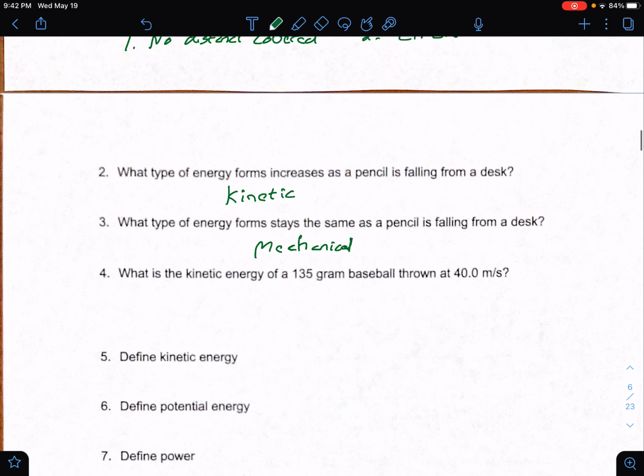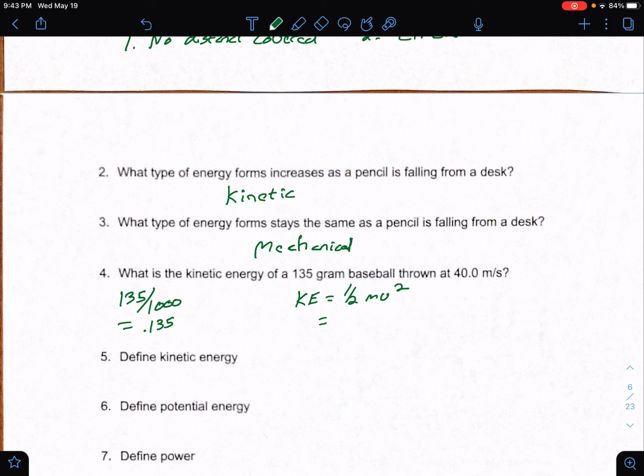Number 4, what is the kinetic energy of a 135 gram baseball thrown at 40 meters per second? Okay, so KE equals 1/2 mv squared. First, I'm going to fix that mass. I need to get that in kilograms. So you're going to do 135 divided by 1,000. That gives me 0.135 kilograms.